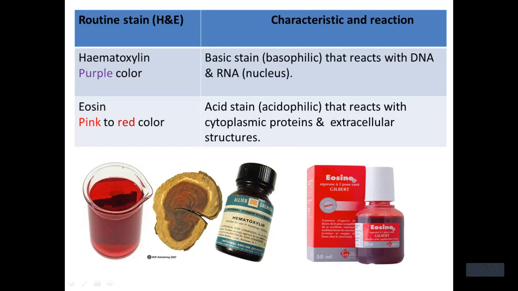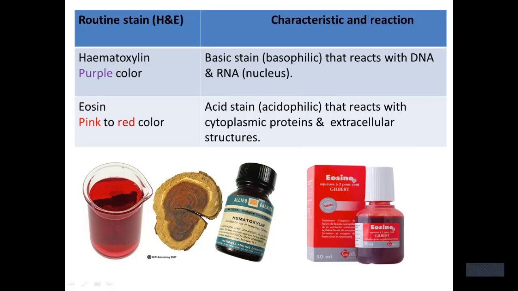Why? Because we have a reaction at this point. The basic stain reacts with the acid, DNA acid. The basic stain reacts with the acidic component of the cell. The acidic component of the cell is the nucleolus. The nucleus is stained with hematoxylin, purple in color. The nucleus takes purple color because the nucleus has an acidic component, and the acidic component reacts with the basic dyes or basic stain.